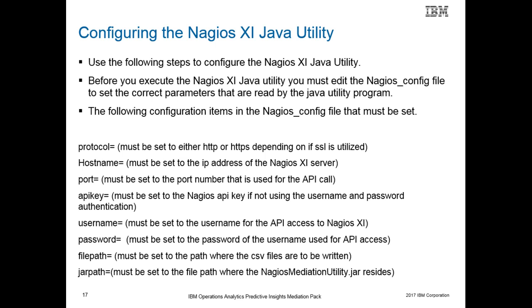The username and password parameters are used to authenticate with the Nagios XI server if the API key is not used. The file path parameter is the path that the CSV files will be written to on the Predictive Insights server. Finally, the jar path parameter is used to specify the location where the Nagios Java utility resides.